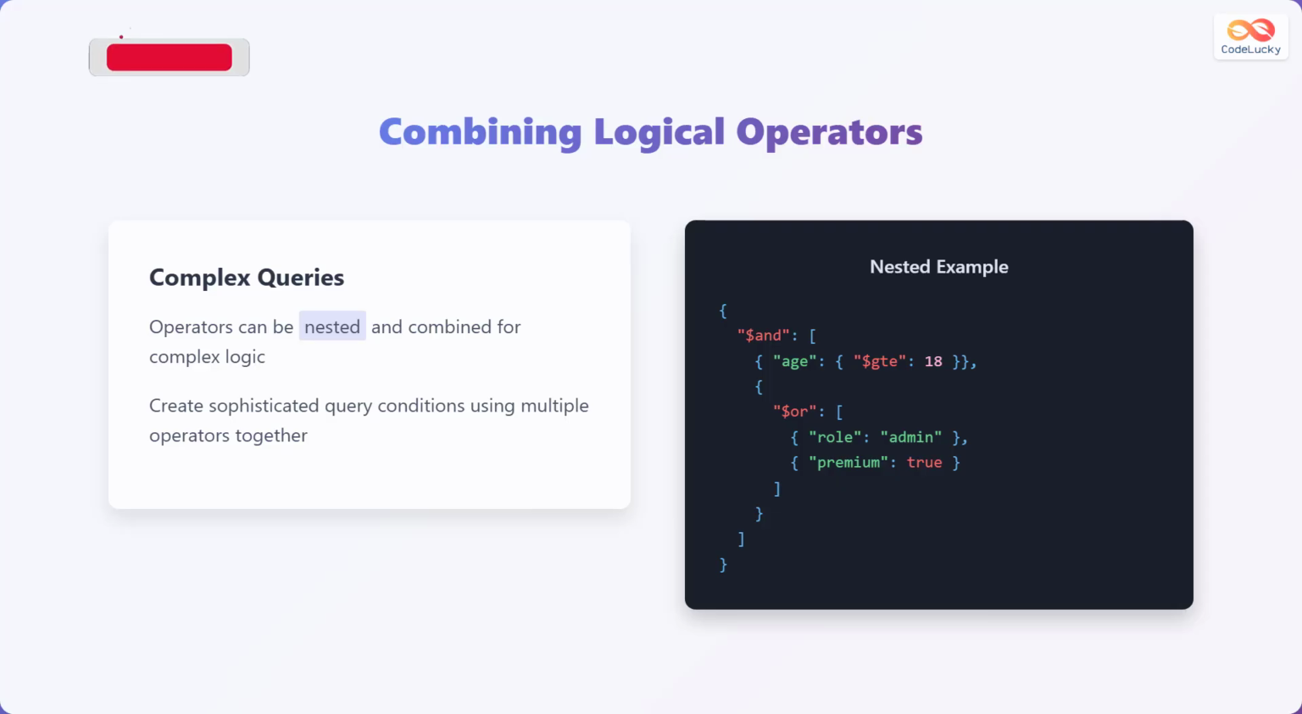To create complex queries, you can nest and combine logical operators. This allows for sophisticated query conditions using multiple operators together. Here's an example of a nested query. You can use $and to combine two conditions. The first condition ensures that the age is greater than or equal to 18. The second condition uses $or to check if the role is admin or if the premium flag is set to true. This query finds documents where the age is at least 18, and either the role is admin or the premium flag is true, demonstrating the power of combining logical operators.